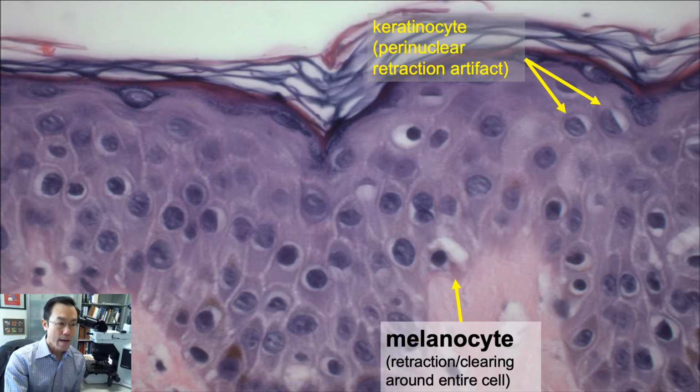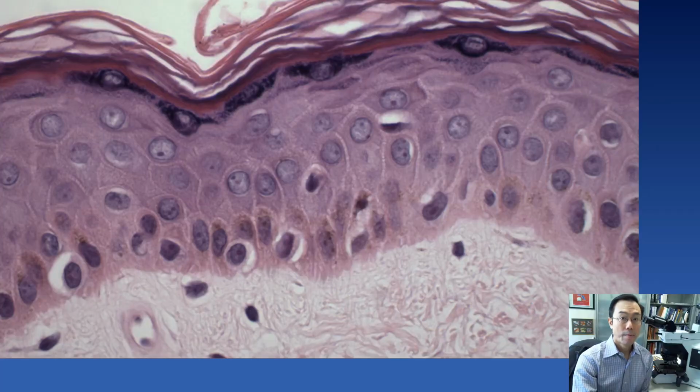So let's remember that the melanocytes are typically present as single units along the basal layer of the epidermis. They're characterized by a clearing or retraction artifact around the entire cell, both nucleus and cytoplasm, whereas in contrast, keratinocytes have the desmosomes attaching themselves to one another. And so when they undergo shrinkage, as is typical of formalin fixation, there is a retraction around the nucleus, if anything. So, how many melanocytes can you identify in this image?